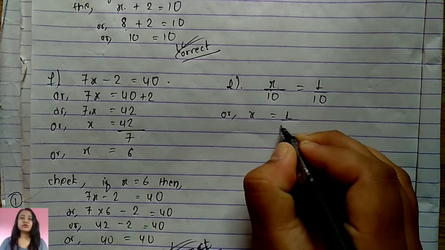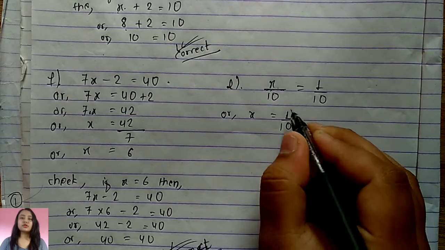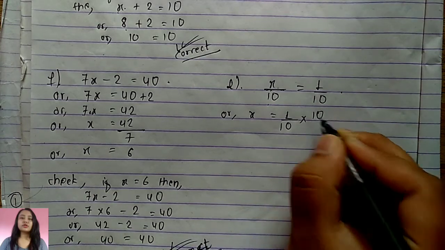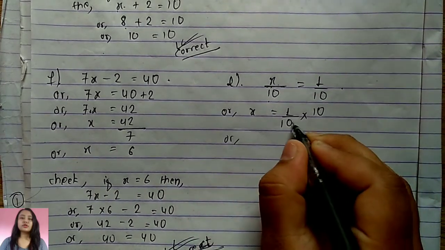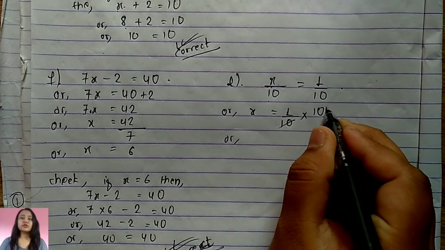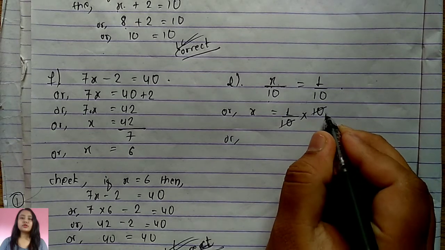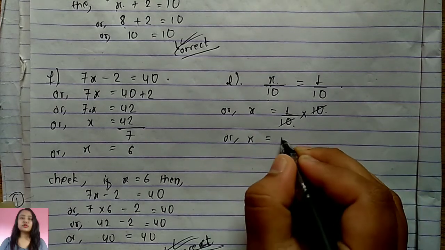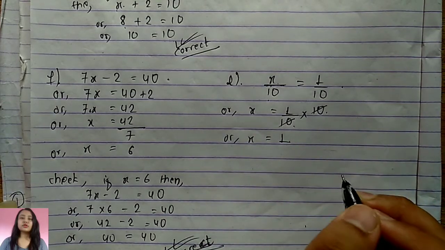So I'm writing it as 1 by 10. When this 10 goes to the other side, it will multiply. Look, it will multiply. So this 10 and this 10 will be cancelled out, because one is in the numerator and one is in the denominator. So the value of x will be 1. Yes, it's correct.